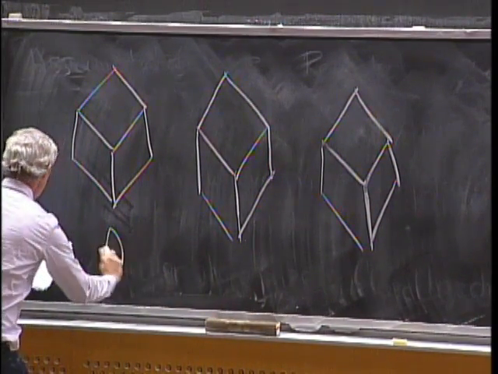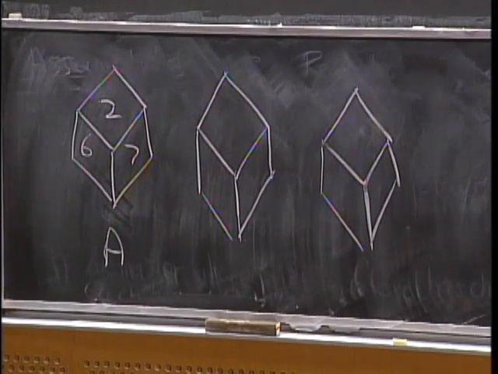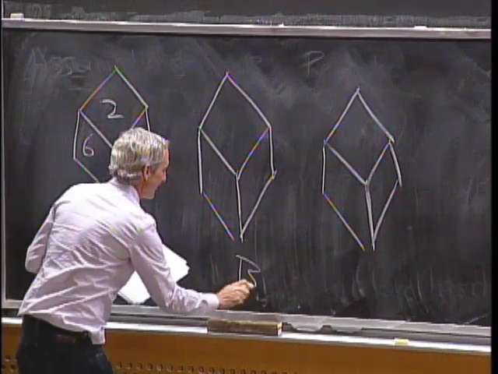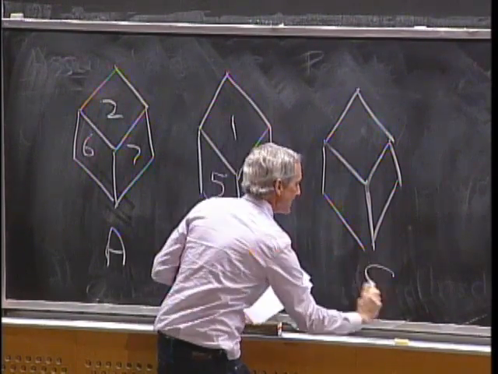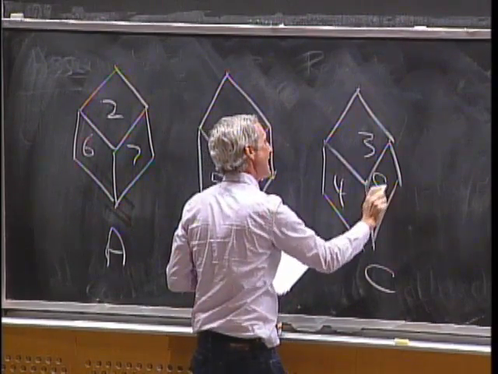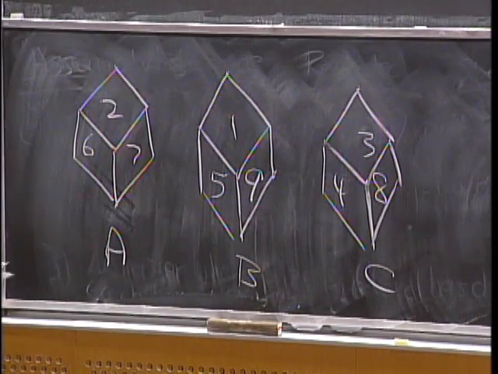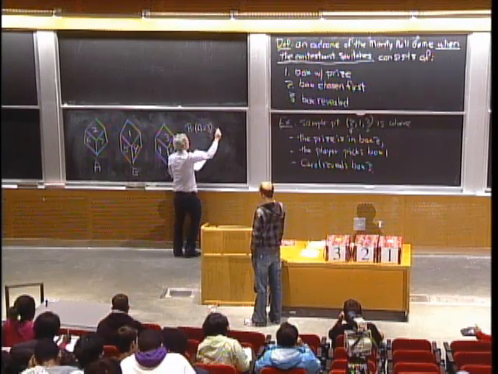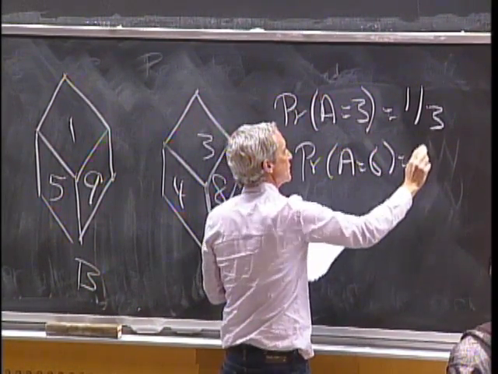All right, so dice A has a 2, a 6, and a 7, and they're the same on the reverse side. So it's a 6-sided die, and it's fair. When you roll it, the probability A comes up 2 is going to be a 3rd. Same for 6 and for 7. Dice B has a 1, 5, and a 9, and dice C has a 3, 4, and an 8. So they're all different numbers, the numbers from 1 to 9. Just so we're really clear, the probability that A comes up 3 is a 3rd. The same for the probability A comes up 6 is a 3rd, and so on.